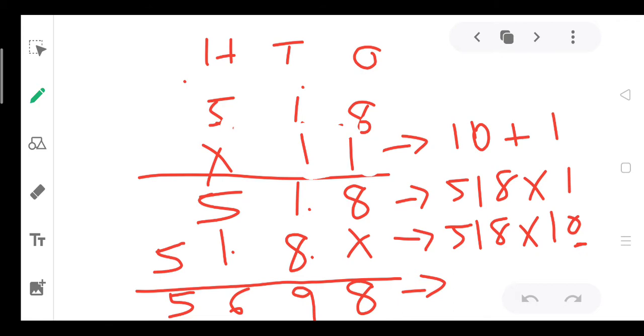So what is our answer? 5698. And this is the product of what? This is the product of 518 when we have multiplied by 11. This you got as an answer.